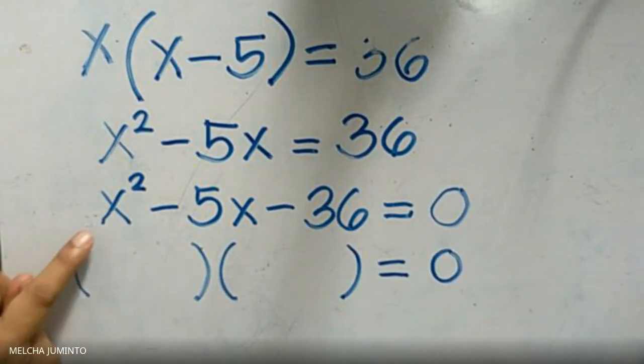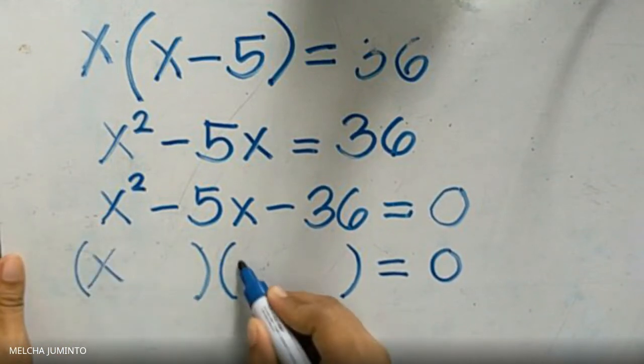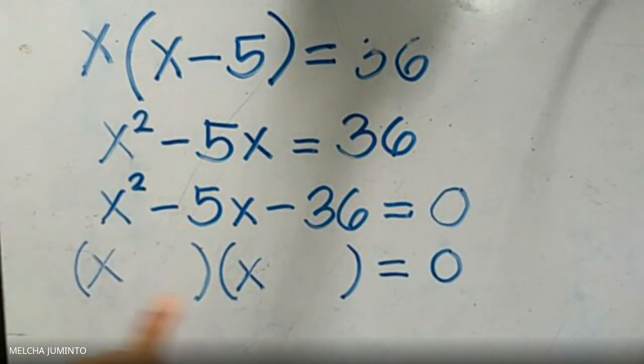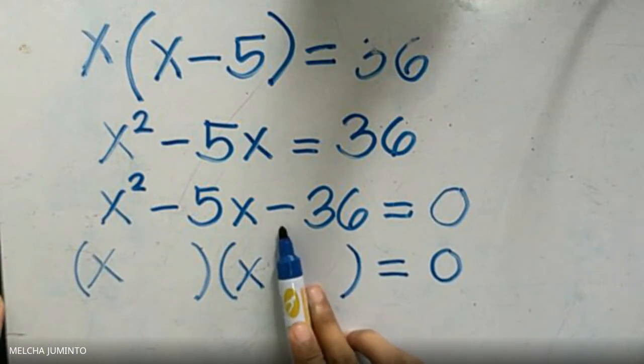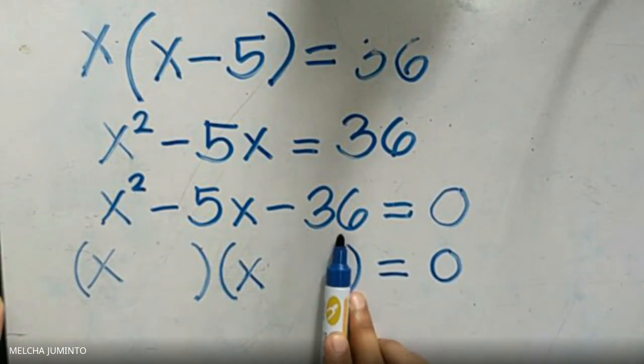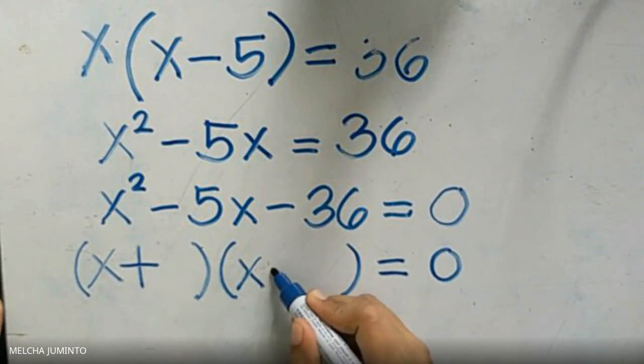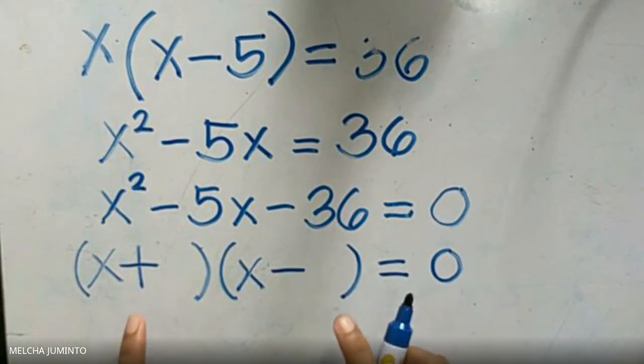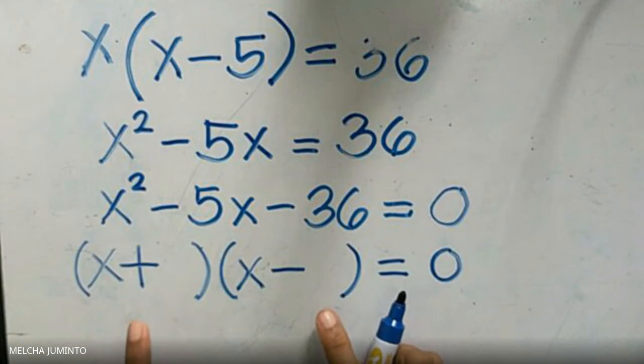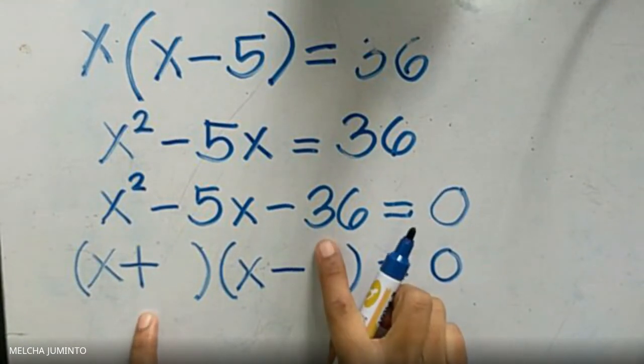And then we first factor out x squared by writing x times x. Now, since the last term is negative, we have negative 36, we should write one factor as positive while the other one is negative, because once we multiply two numbers with opposite signs, the result is negative.